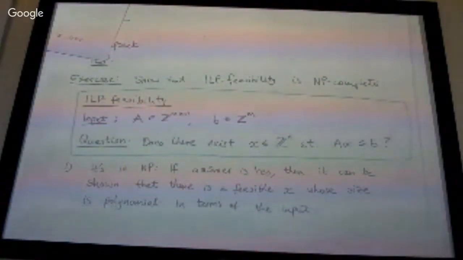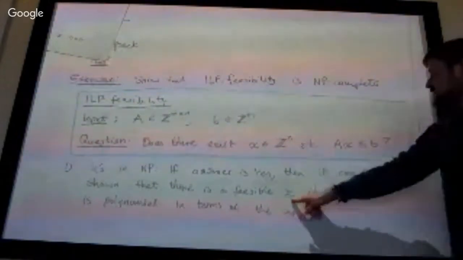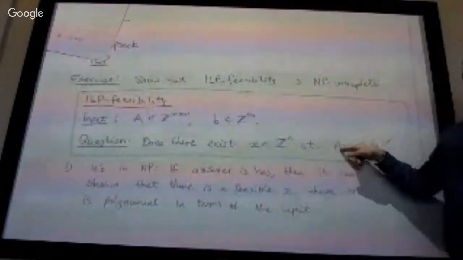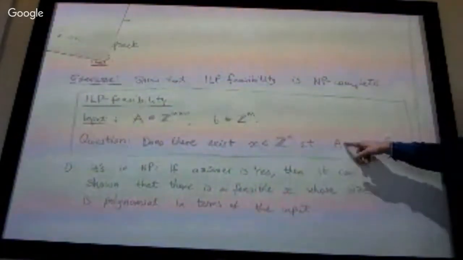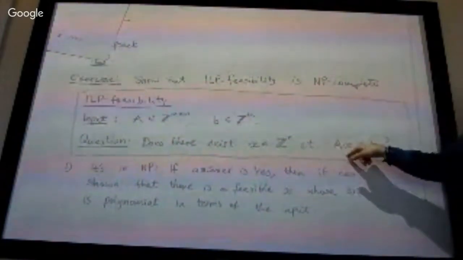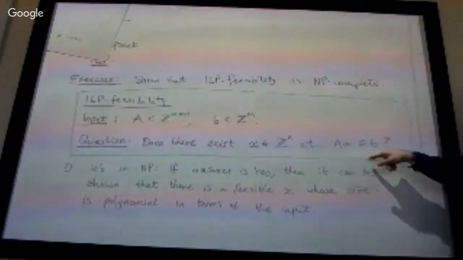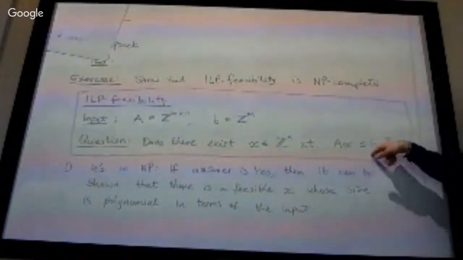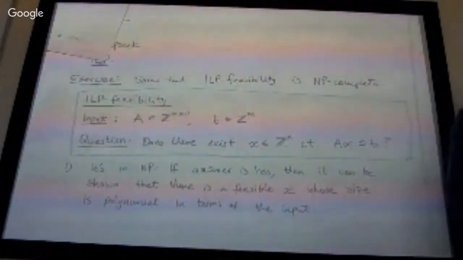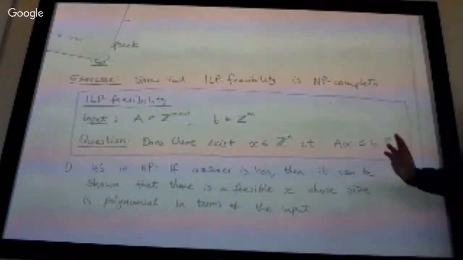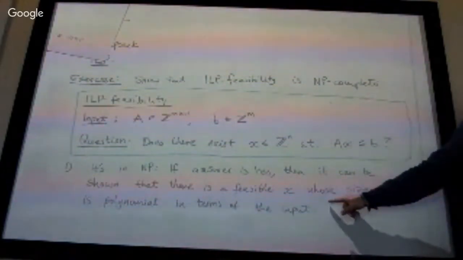Okay, and then when you have access to this feasible solution, you can check quite easily when you plug it in these calculations. The multiplication is obviously polynomial-time. Comparing it with the right-hand side is obviously polynomial-time as well. So that's okay. But it's not immediately obvious that the solution should be small.